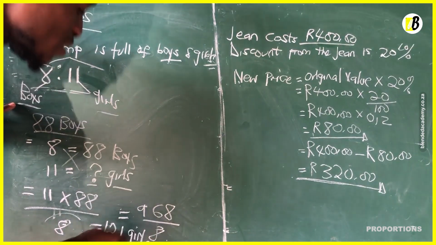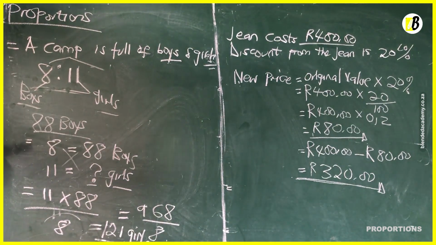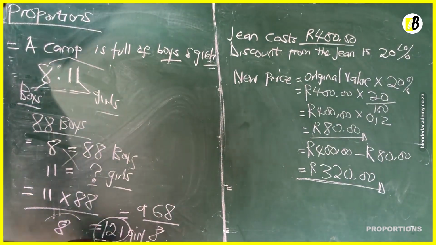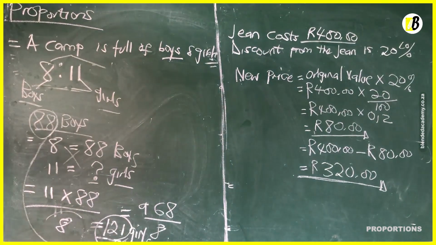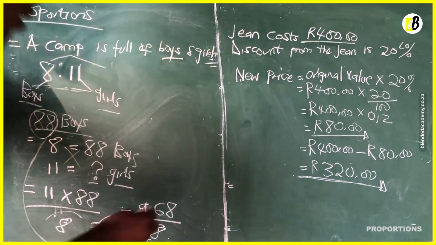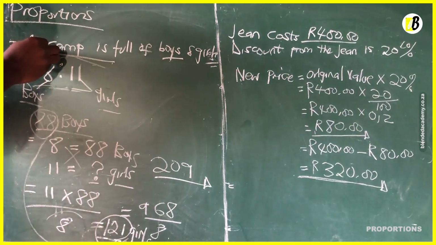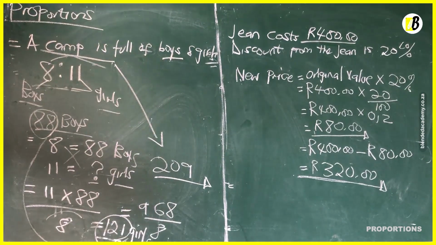So the total number of girls in that camp is 121. Let's verify if we're right. We're going to add 121 plus the 88 that we've been given, and let's see if we can arrive at 88 plus 121, which is 209. So basically, the total number of boys and girls in the camp is 209. So this is our first equation of proportions.